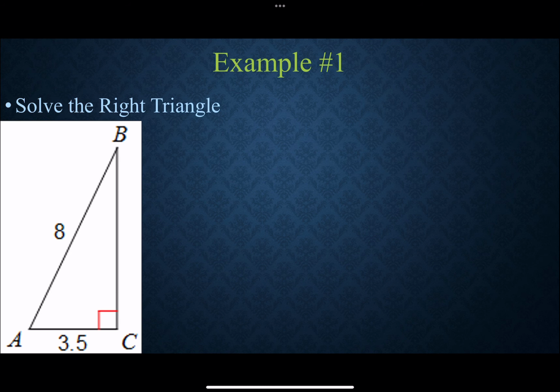Scenario number 1, you're given 2 sides. So we're clearly missing side A, opposite angle A. We're missing the values of angle B and angle A. So we can solve for side A using your Pythagorean theorem. We can say that A squared plus 3.5 squared equals 8 squared. When we square the 3.5, we get 12.25. Squaring 8 is 64. Subtracting the 12.25 from the 64 gives us 51.75, and then we square root that.